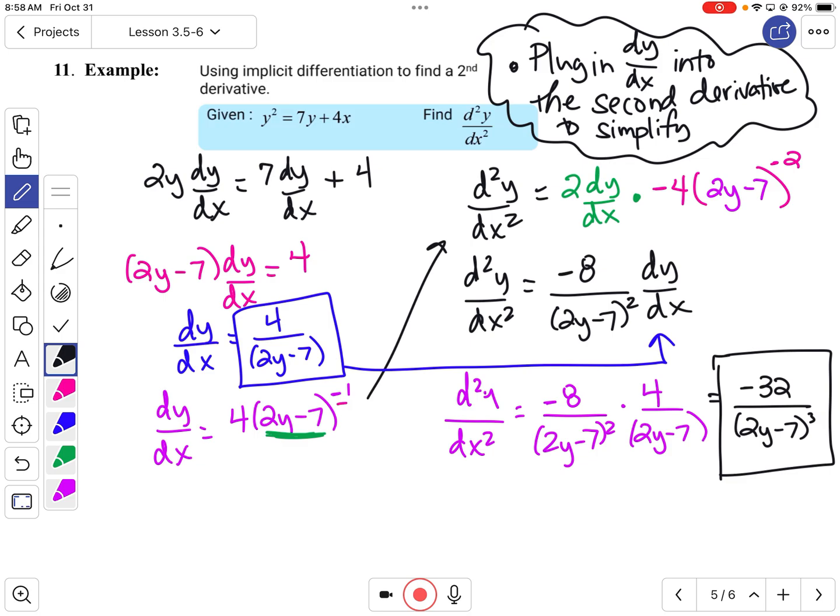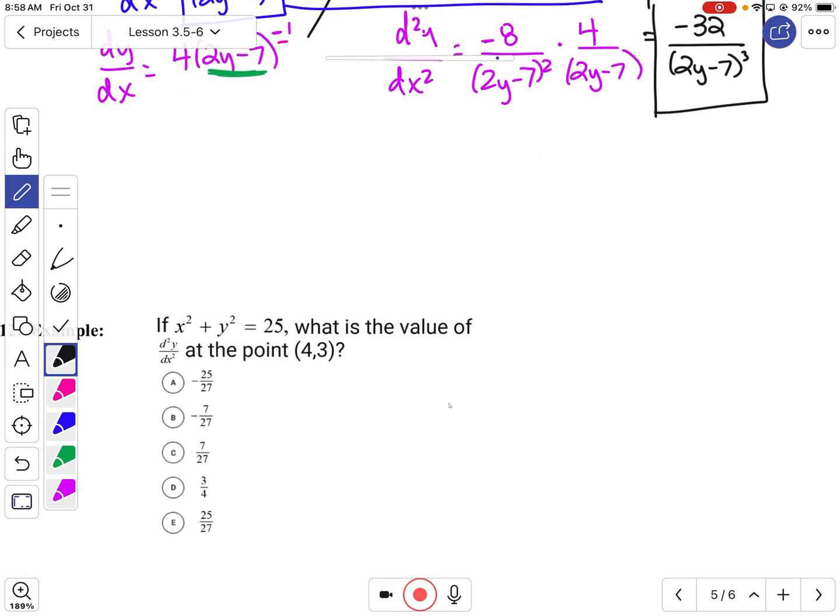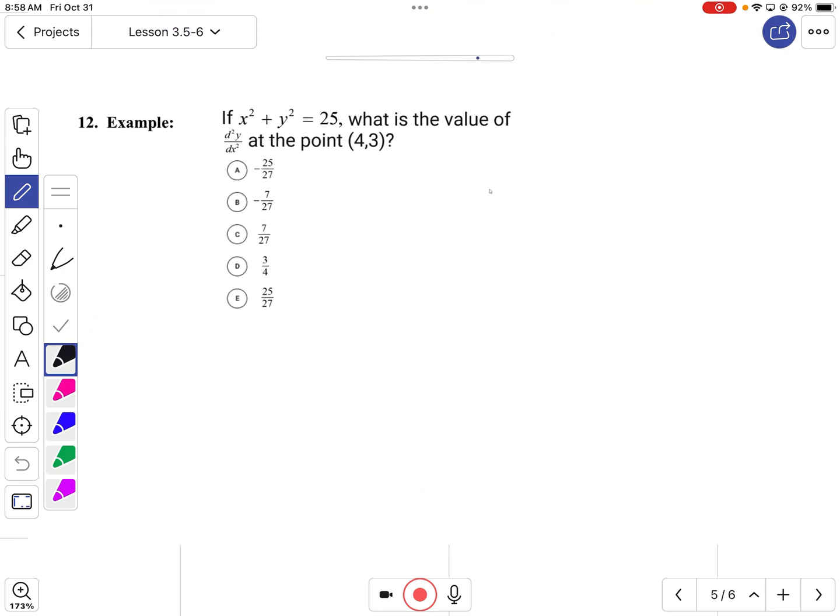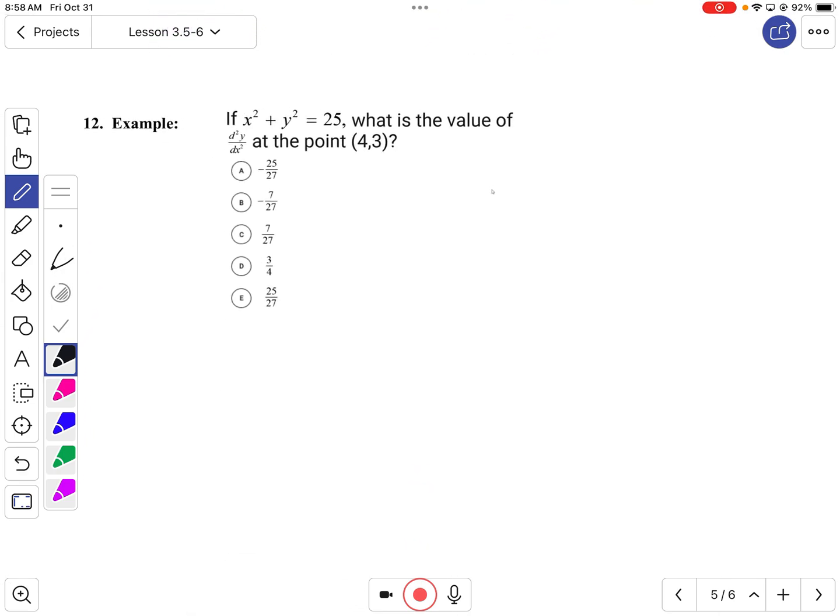All right, I want you to try that one below it. It says if x squared plus y squared is equal to 25, what's the value of the second derivative at the point (4, 3)? So we're going to actually evaluate it, plug in a value once we take the second derivative. So try that one. That's a circle.